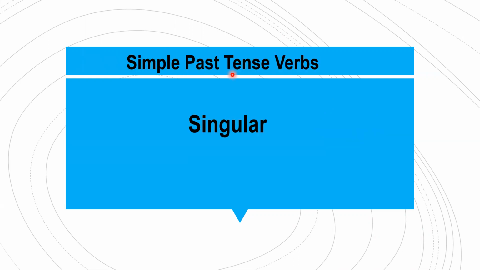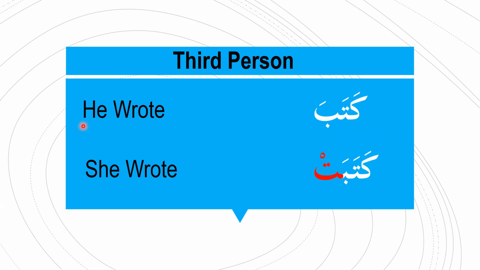Today, inshallah, we will be looking at the simple past tense verbs. So the past tense, like it's happened. First, we will look at the singular verbs. So he wrote, as a third person, he wrote kataba. This is the root word, remember, kataba.